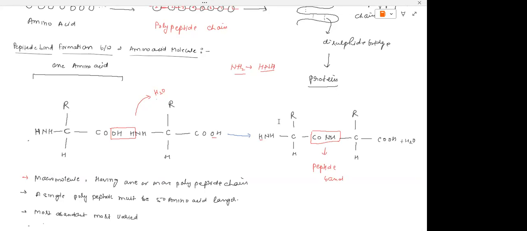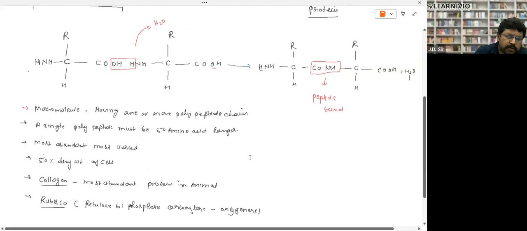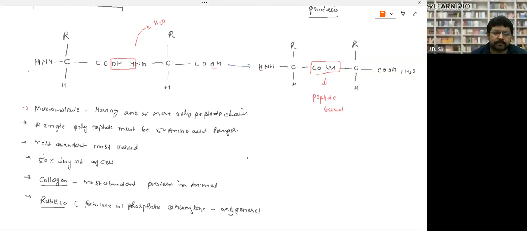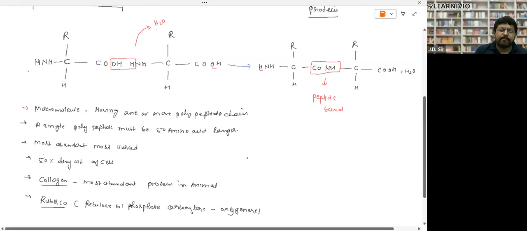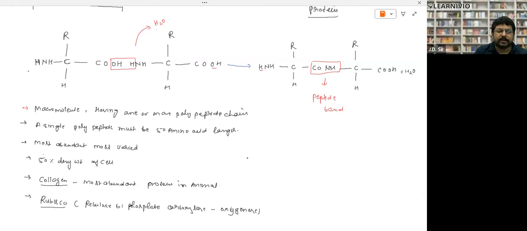Great. So now start writing down some points. Basically, proteins are macromolecules. They may have one or more than one polypeptide chain. So one protein can have one polypeptide chain or more than one polypeptide chain. Suppose a protein has a single polypeptide chain. A single polypeptide chain can be 50 amino acids or larger, not less than that.